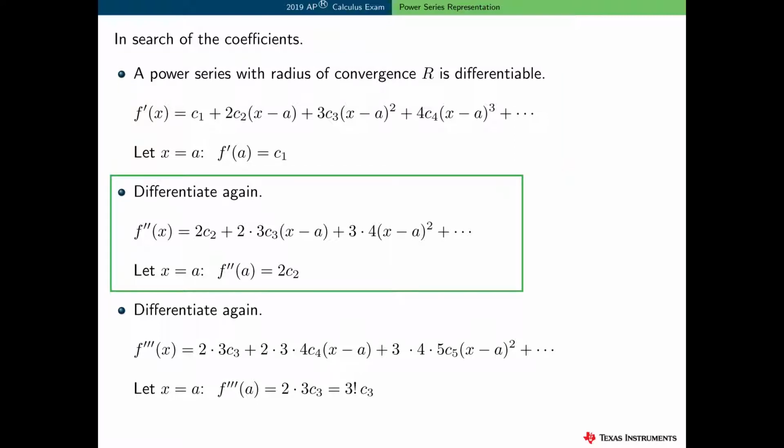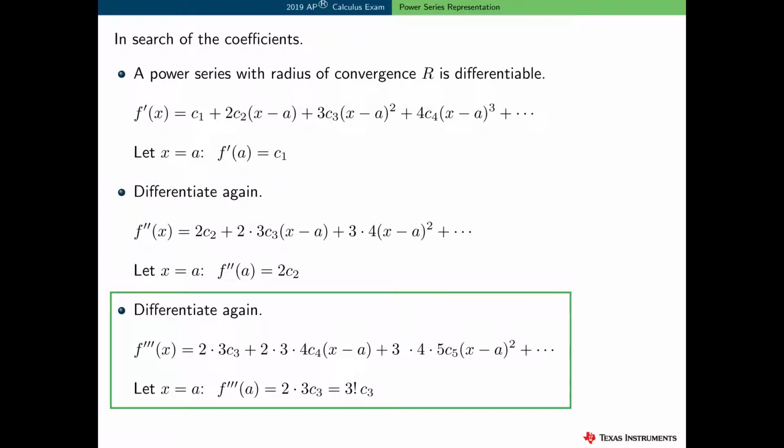Well, let's try this one more time. Differentiate again. Let x equal a, and we find that f double prime of a is equal to 2 times c sub 2. Well, I've got to try this one more time. I can't quite see the pattern emerging. Here's f triple prime of x. Let x equal a, and we find that f triple prime of a is 2 times 3 times c sub 3. Or another way to write this is 3 factorial times c sub 3.